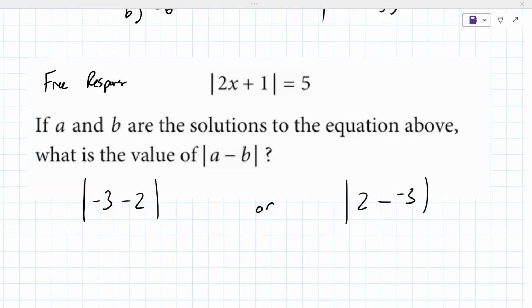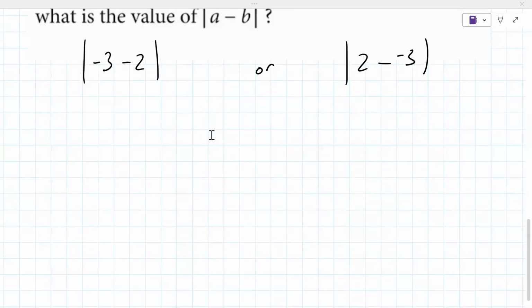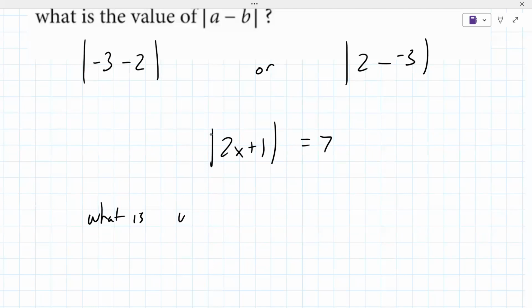So let's do another one. Let's say it's the absolute value of 2x plus 1 equals 7. And let's do the whole thing: what is the value of B minus A this time?